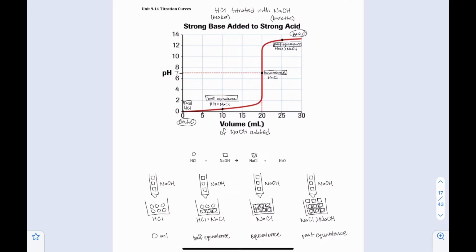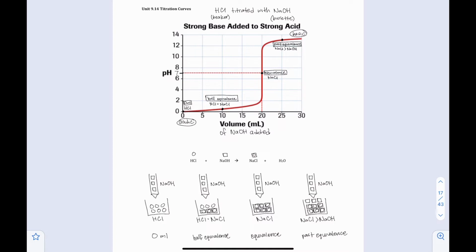As we add sodium hydroxide to the beaker, HCl will begin to run out and the pH will start to increase and curve upward on the graph. We'll keep adding NaOH until all of the HCl has been completely reacted. That's the equivalence point, which is shown in the third drawing. At the equivalence point, there are equal amounts of HCl and NaOH, so they react completely and only the NaCl product is left in the beaker.